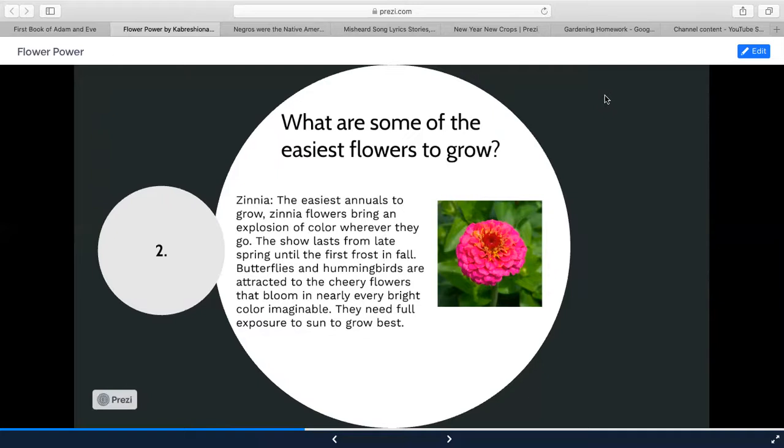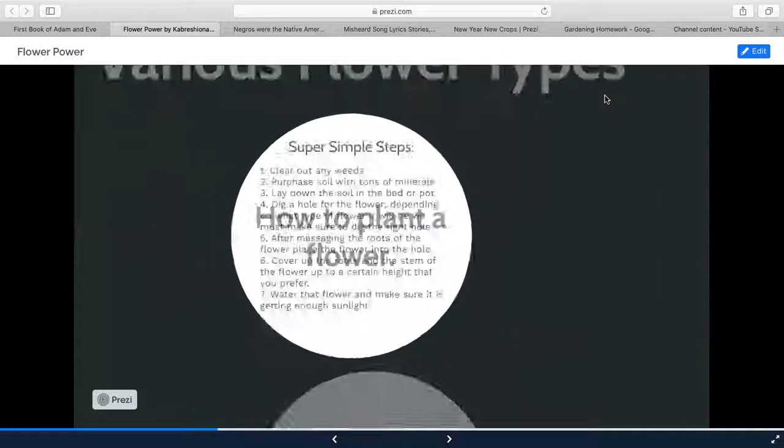Zinnia brings an explosion of color. They have blues, they have yellows, they have pinks and purples, and they last from late spring to the first frost in the fall, right? So that's when they're most bright, they're most blooming, right? The butterflies and hummingbirds are attracted to these flowers, and the colors are just amazing. And these zinnias grow the best during the fall, with full exposure to the sun, right?